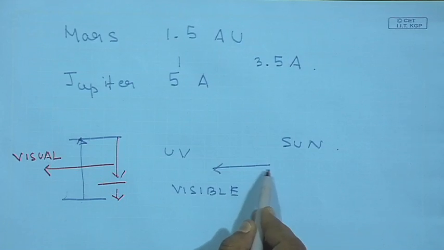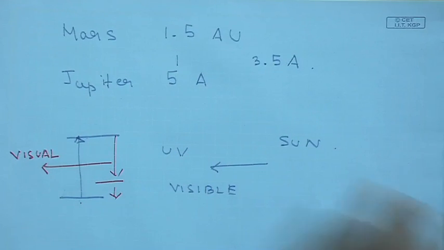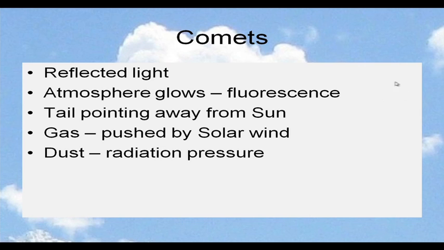So, we could consider a situation where there is ultraviolet light impinging on the gas in the atmosphere of the comet, and that causes excitations. The ultraviolet light is not visible to us, but when it de-excites, it produces visible radiation, and this also causes the comet to glow. So, the comet is surrounded by a hazy glowing gas, and this is the tail of the comet, and the tail points away from the sun.